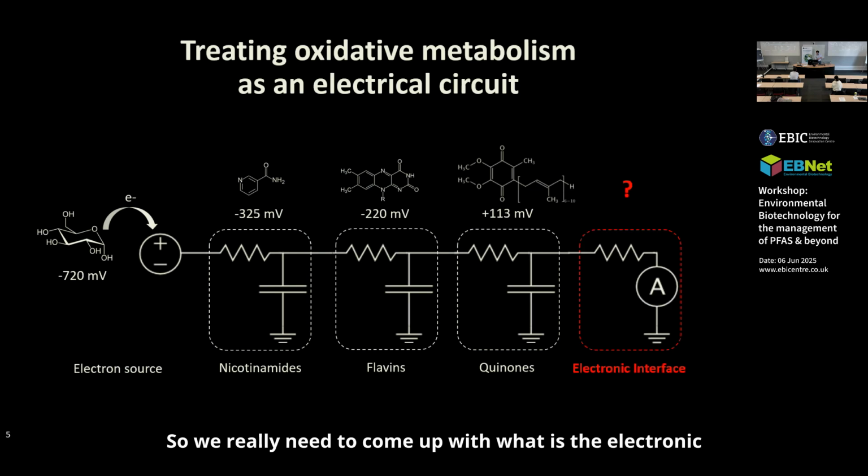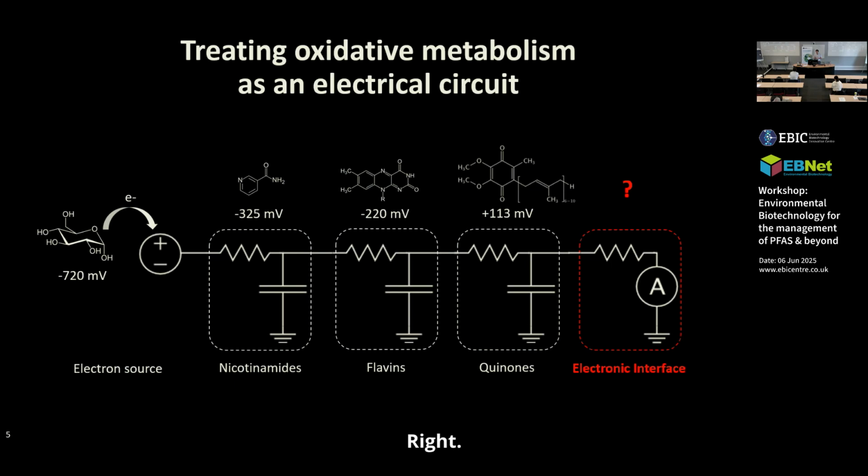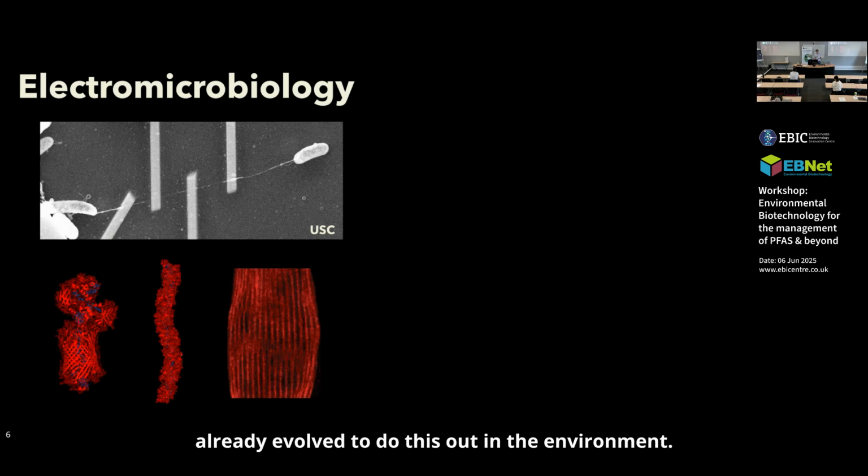And so we really needed to come up with the electronic interface that you can use to have cells directly produce electricity on electrode surfaces, right? Fortunately, there's a suite of microbes that have already evolved to do this out in the environment. We've heard some of them mentioned earlier in the talks. There's a subsection of microbiology we call electromicrobiology that's devoted to looking at these types of organisms. You have organisms like Geobacter, which is a very famous example, or Shewanella, another very famous example.